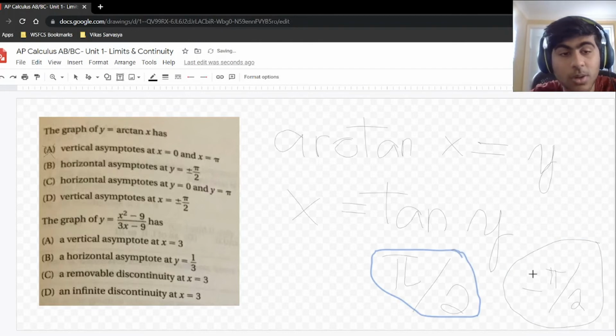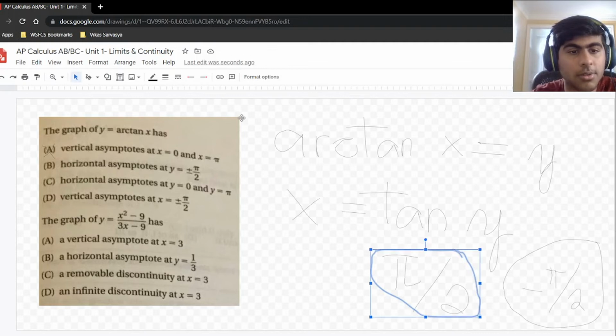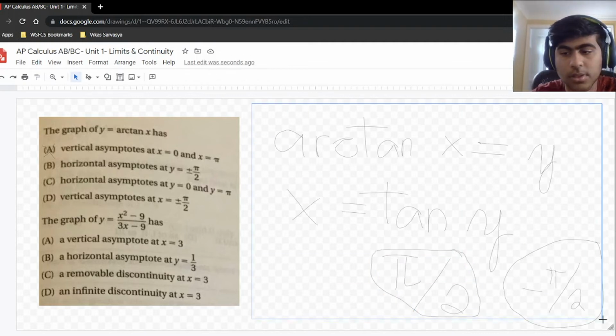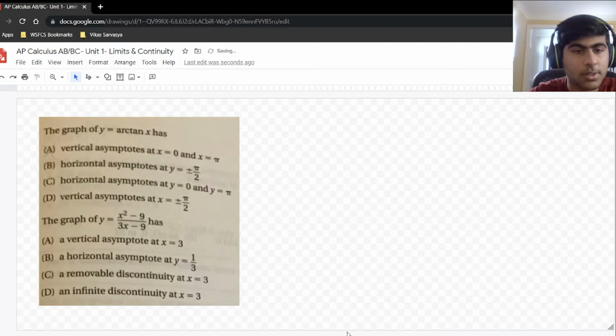Right? So these are horizontal asymptotes. So B is looking correct. But just to be sure, let's go through all the answer choices. Let's look at C. Horizontal asymptotes at y equals 0 and y equals pi. Well, at y equals 0, right?